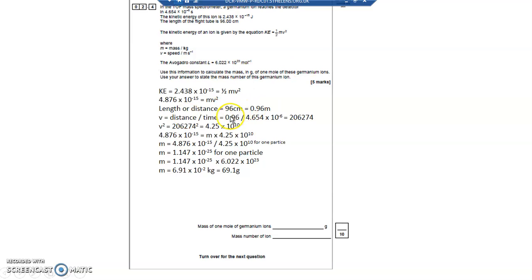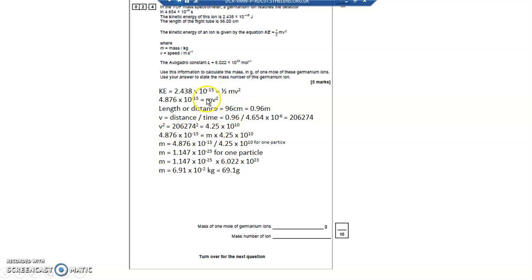So the distance that's travelled is 0.96 metres, I've got that into metres. The time, it tells you here, it reaches the detector in 4.65 times 10 to the minus 6 seconds. That's correct, it should be in seconds. 206,274 is the velocity. So v squared is this value squared, 4.25 times 10 to the power of 10.